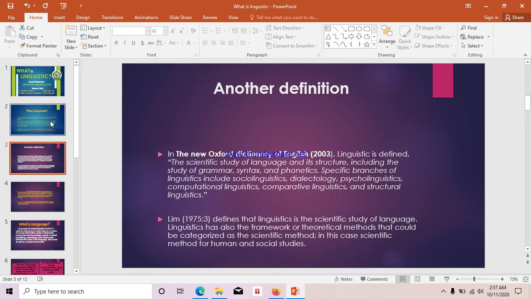Another definition of linguistic. In the New Oxford Dictionary of English, linguistic is defined as the scientific study of language and its structure, including the study of grammar, syntax, and phonetics. Specific branches of linguistics include sociolinguistic, dialectology, psycholinguistic, computational linguistic, comparative linguistic, and structural linguistic.